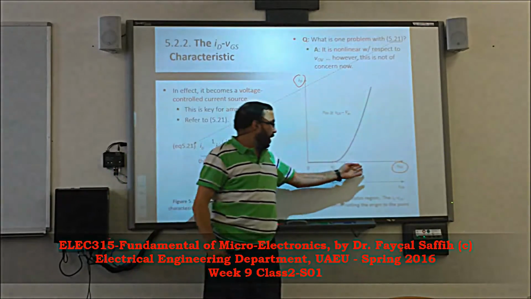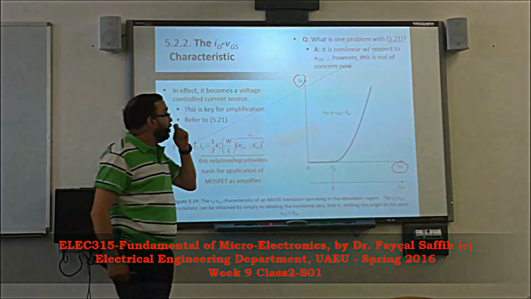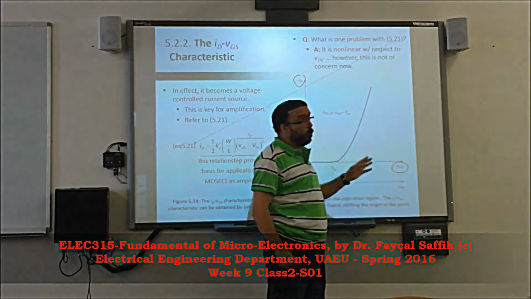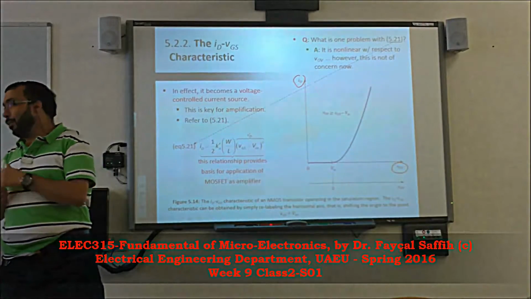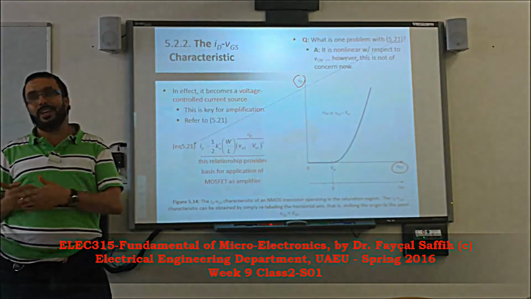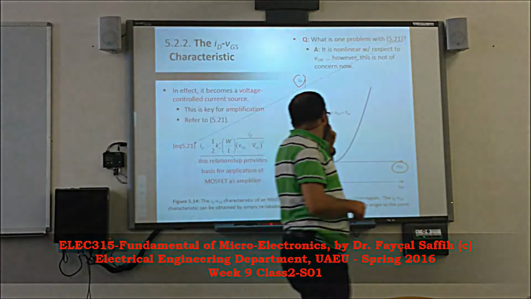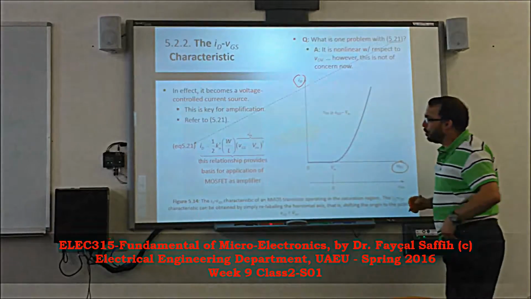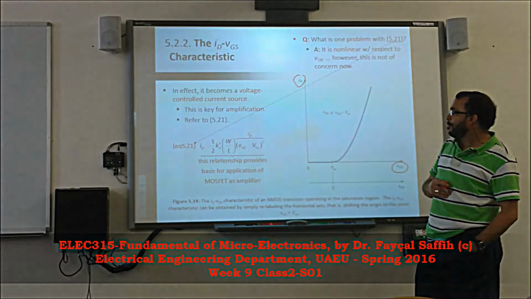So, if VGS is below VT, do we have any current? If VGS is above VT, we do have a channel. Yes or no? We do have a channel. But are we in saturation or triode? Who dictates that? We don't know, unless we know VDS. Exactly. So, if we know VDS, we will be able to say whether we are in triode or in saturation.